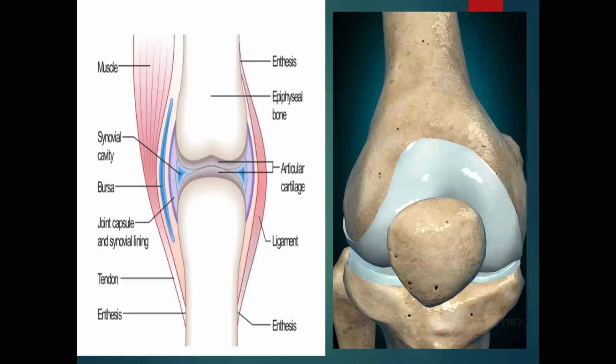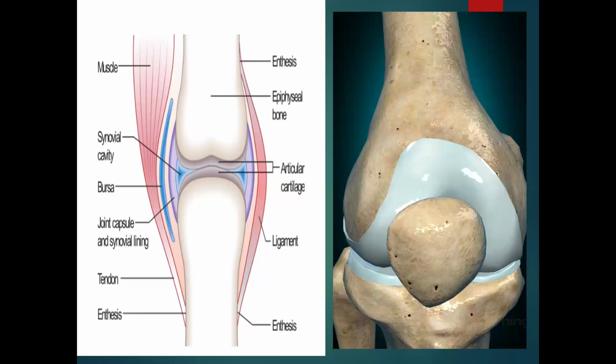Enthesis also contributes to force transmission. If this muscle contracts to pull this bone to move, like we saw there, this muscle contracts, it pulls the tendon. The tendon, through the attachment at the enthesis, draws the bone. So it helps in force transmission. It transfers force from the muscle to the bone.